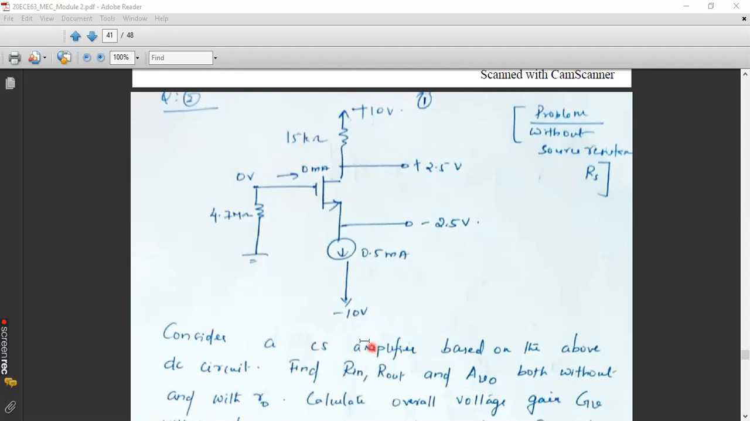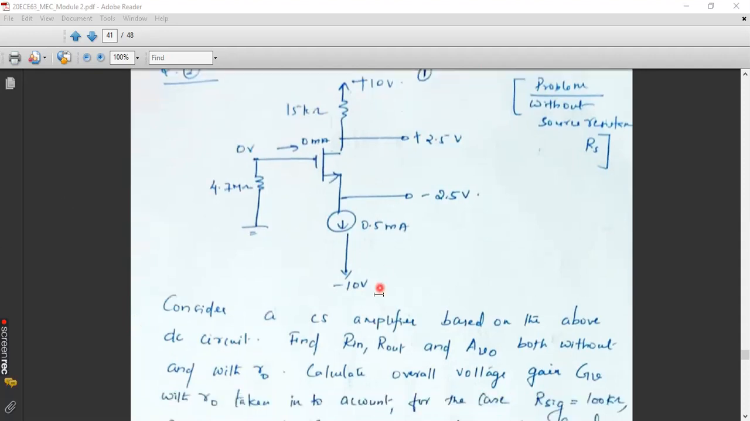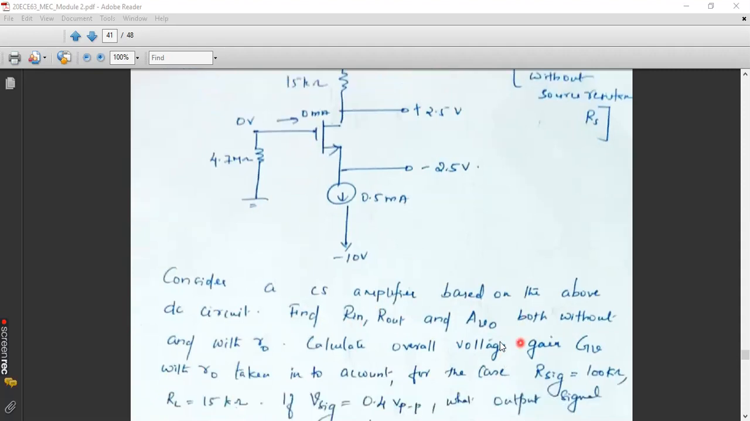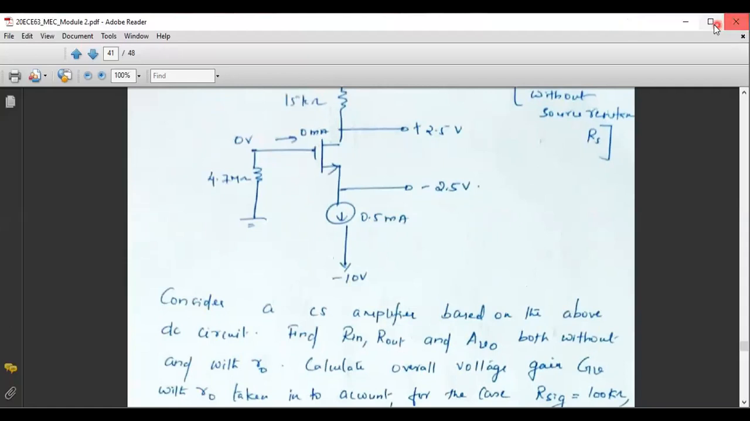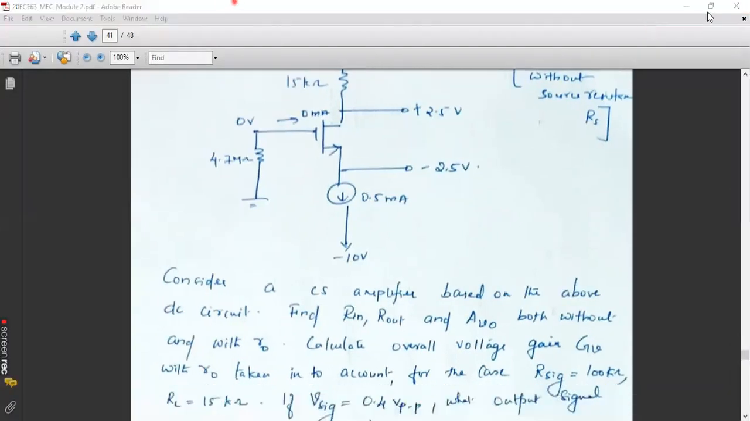That's it. So for this particular DC circuit, we have to find R in, R out, and AV naught. R in is the input resistance, R out is the output resistance, and AV naught is the open circuit voltage gain. We have to find these three parameters for both the cases, with R0 and without R0. So we have to first find what the R0 value is.